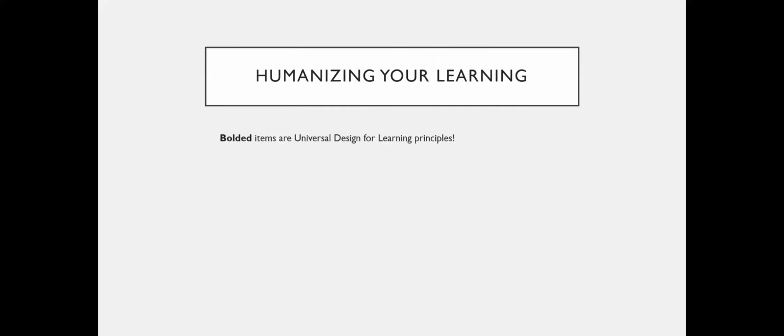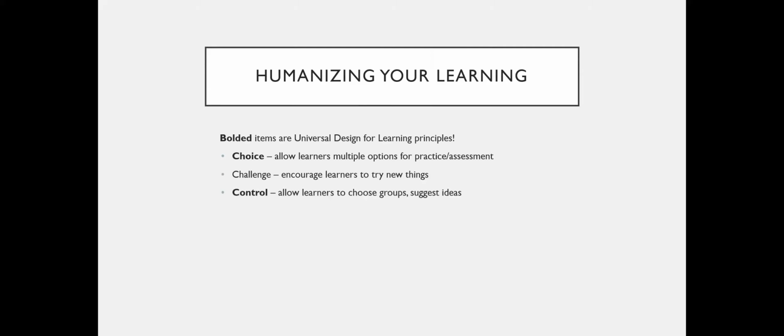Okay, so we talked just a moment ago about choice and control. Out of these items, the bolded ones are universal design for learning principles, both choice and control. So allowing learners multiple options for practice or assessment, and allowing learners to choose groups, suggest ideas, and have other forms of control in a learning experience. These are both universal design for learning principles, which brings us to the next segment of our presentation: universal design for learning.